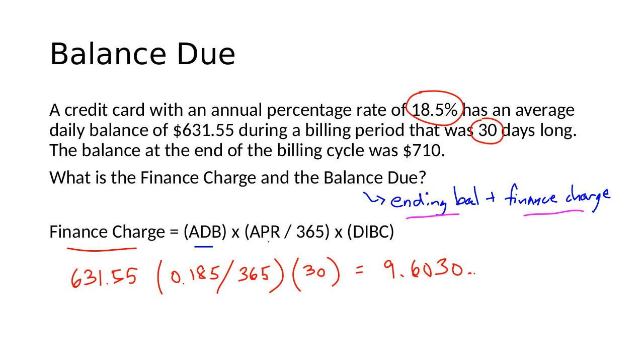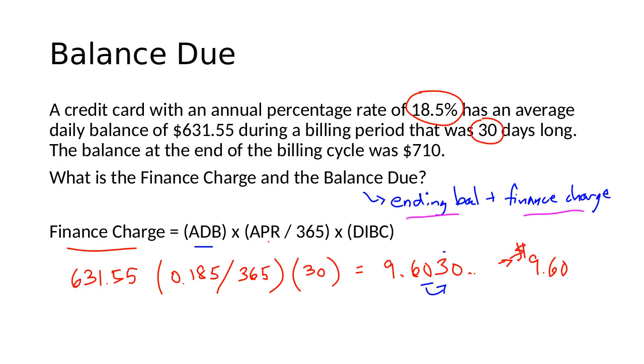And then we're going to round that to the nearest hundredth because this deals with money. So we're going to the nearest cent. I look one space to the right. Since that number is 4 or lower, I'm going to round down. And then the finance charge here is going to be $9.60. So the finance charge is $9.60.